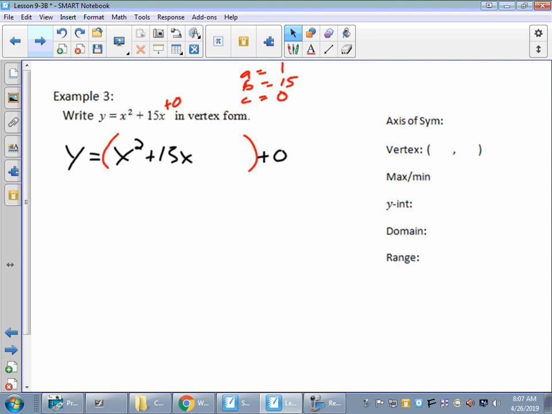In decimals or fractions, you're going to get something. Okay, so let's try one here. It's a little trickier when b is an odd number. So here we've got a 15 for our b value.